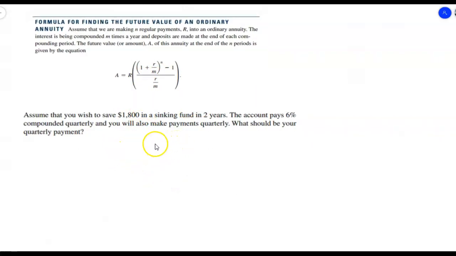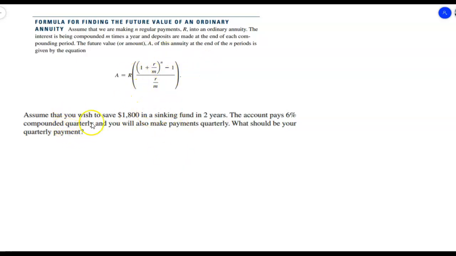We're just going to treat it like a regular annuity, not an ordinary annuity. What we have to do is match the time that we make our deposits with the compounding period. So if we put money in every 3 months, then we would need an account that compounds every 3 months in order to use this formula here.